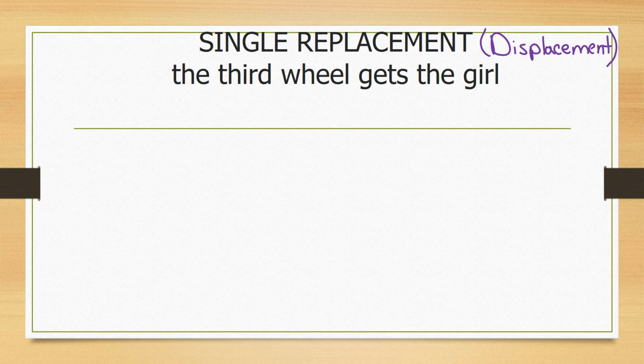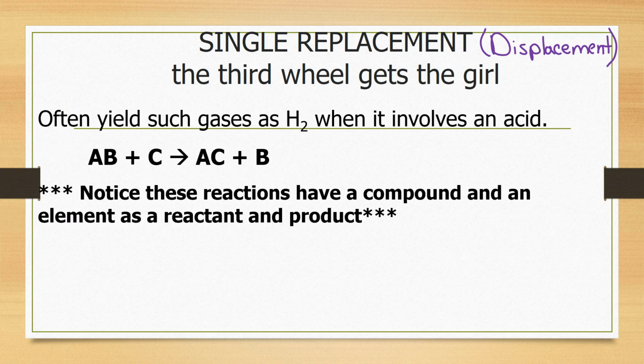It just depends on the perspective you're looking at this with. So in single replacement, I used to call this one best friend stole my bae. That was a student wrote that on my slide one time, and I left it up there for years. But it's third wheel gets the girl. All right. So in this one, we have a compound and we have a singular element.